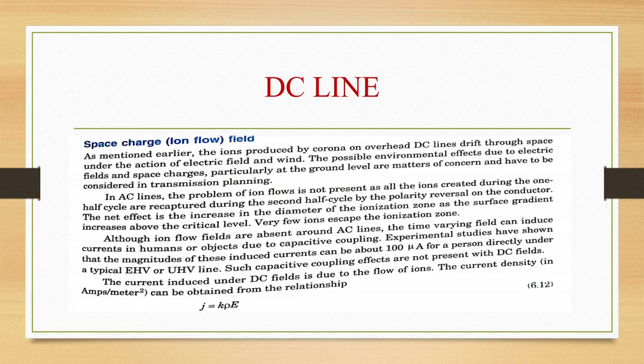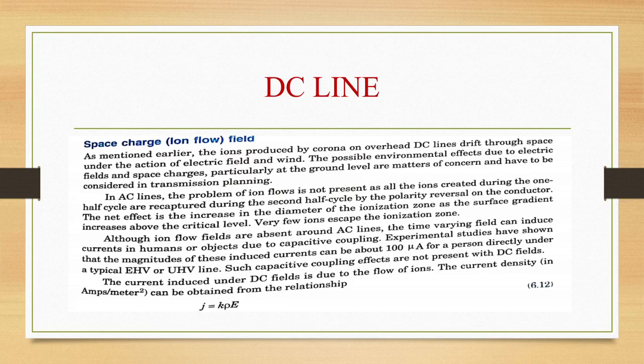In AC lines, the problem of ion flows is not present, as all the ions created during one half cycle are recaptured during the second half cycle by the polarity reversal on the conductor. The net effect is the increase in the diameter of the ionization zone as the surface gradient increases above the critical level. Very few ions escape the ionization zone.